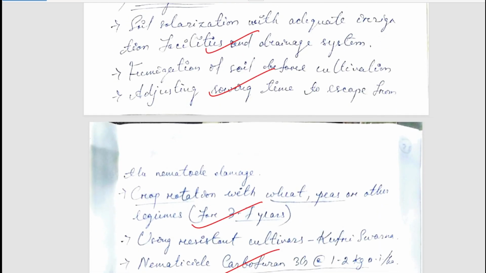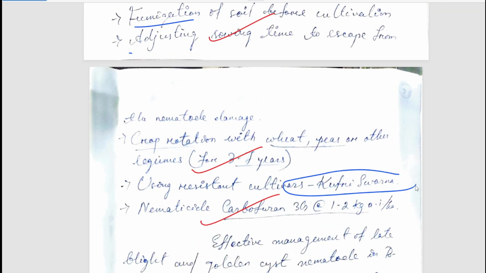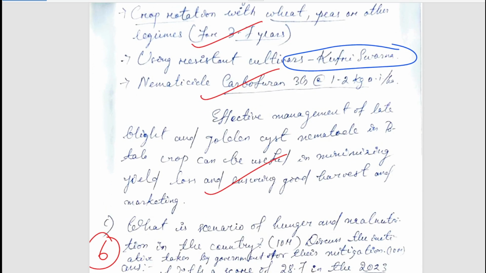Now again, management, simple similar points: soil solarization, fumigation. So all these things can be done. Again, resistant varieties such as Kofuri Swarna. So this was the second question.